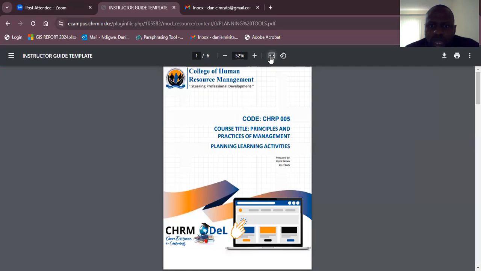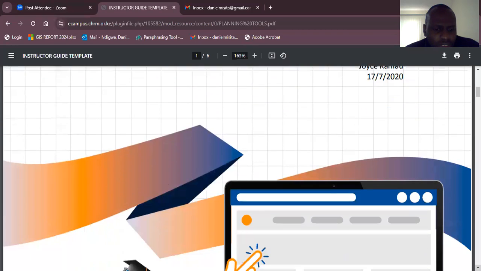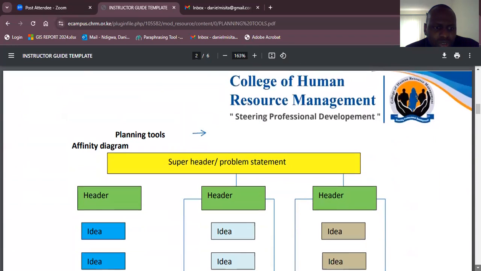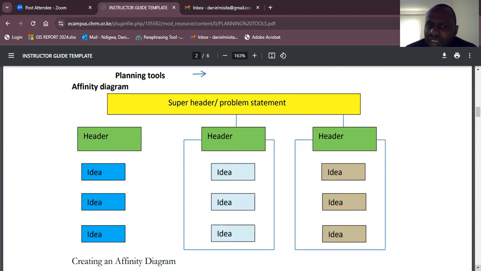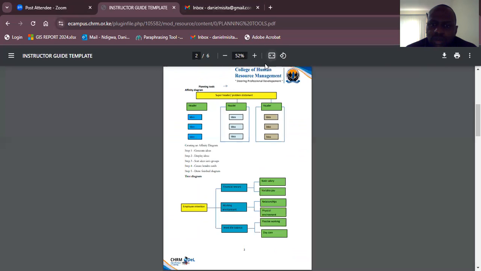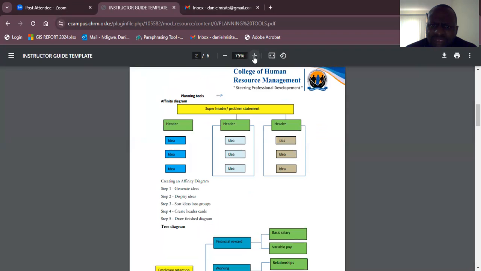So I want to show you how those diagrams look like. So this is the affinity diagram. You can see where we have a problem or a problem statement. And in the problem statement, we are able to have different steps of achieving the same problem.